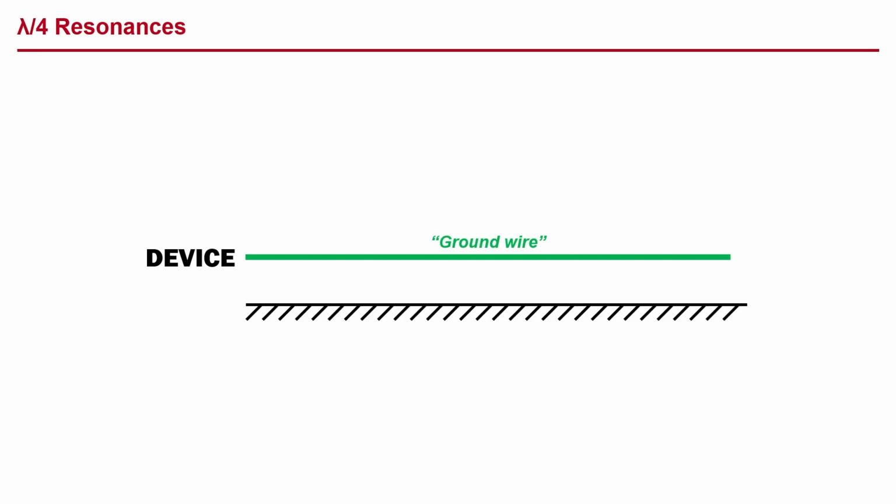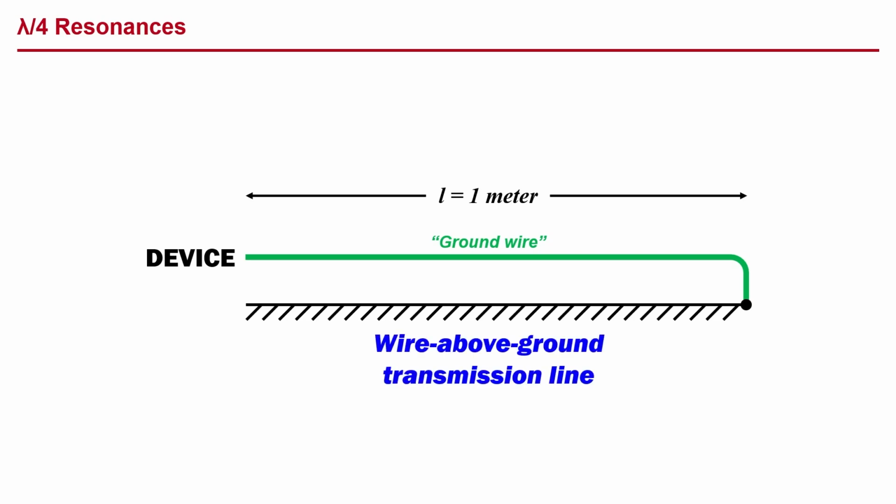Let's say you have some device that you want to connect to what we'll call ground. So you hook up a ground wire, run it over a structure, and for whatever reason, you connect it to a point on the structure a meter away. Whether you like it or not, this configuration will behave as a wire above ground transmission line. At 50 megahertz, the 1 meter wire will be a quarter wavelength long, and your device will see an open circuit a quarter wavelength away from the connection point. Thus, your grounding connection is doing you absolutely no good at that frequency.